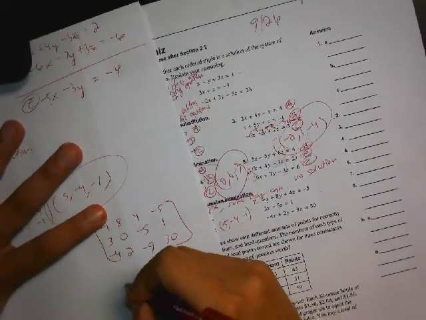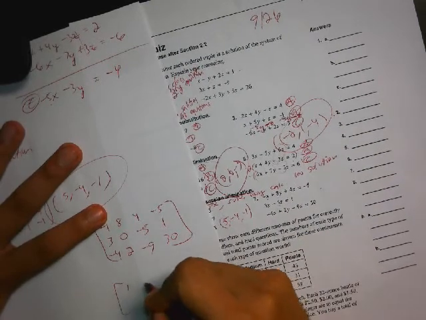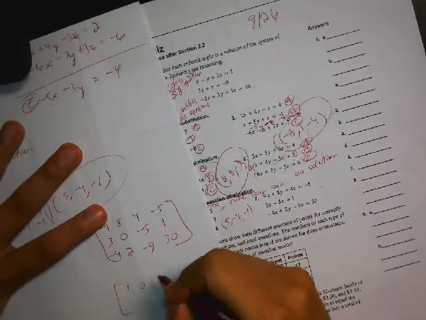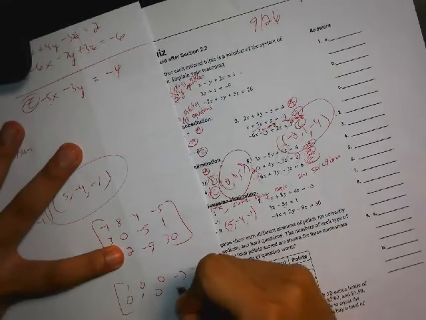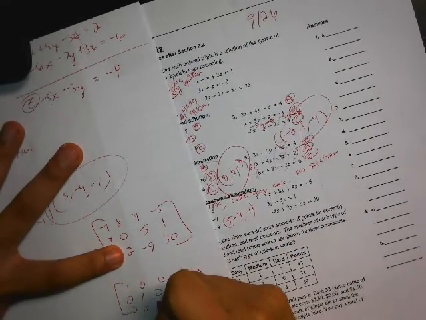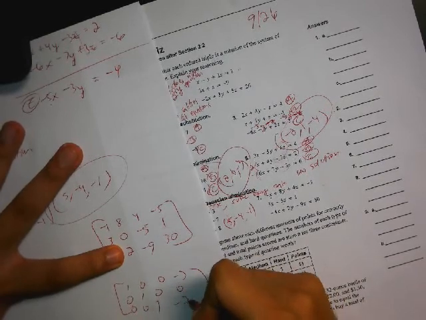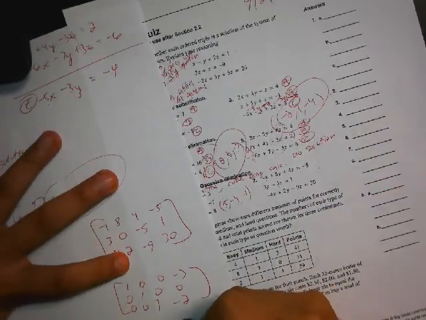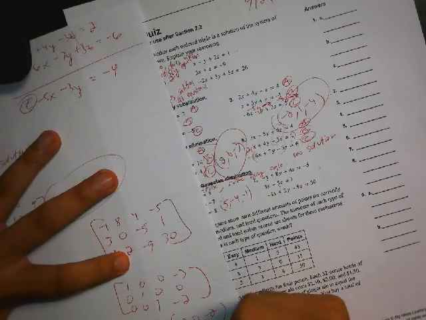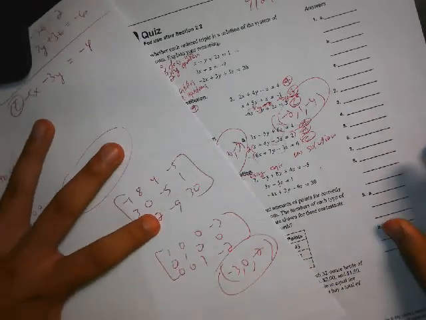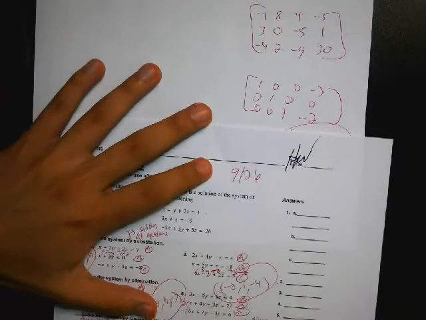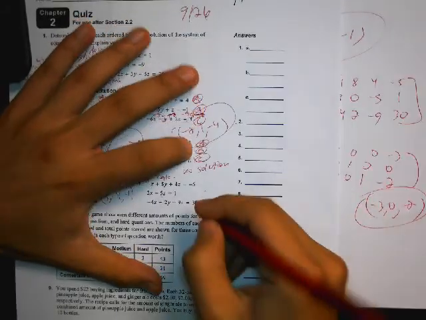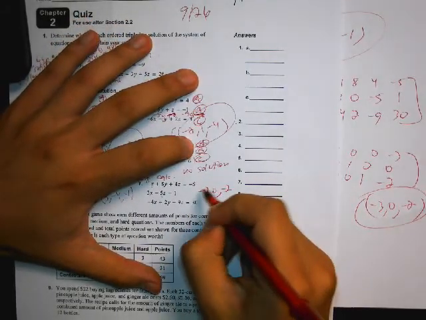Once you have that in there, you should get 1, 0, 0, negative 3, 0, 0, 0, 0, 0, 1, negative 2. So our solution here is negative 3, 0, negative 2.